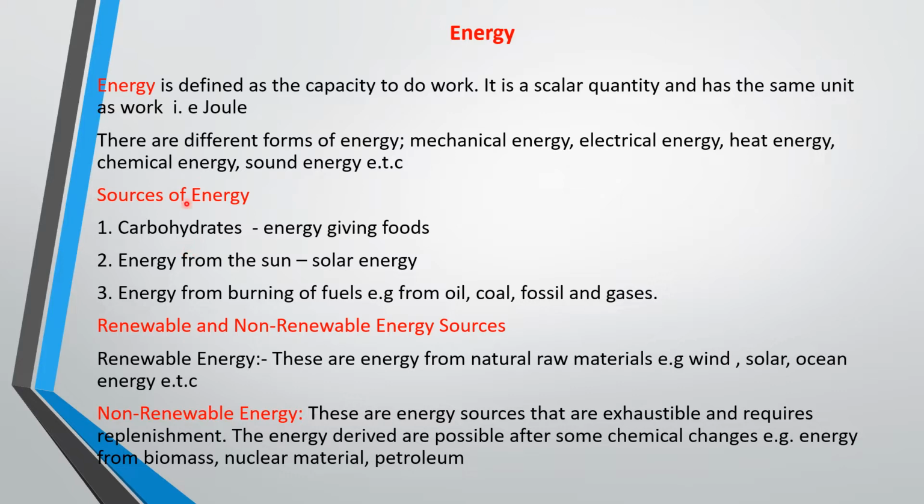Sources of energy: you can get energy from carbohydrates, that is chemical energy. When you consume carbohydrate food, you have more strength, because the carbohydrate is converted to chemical energy that enables you to do more work. Then you also have energy from the sun, called solar energy. Solar energy can be used to generate electricity. It can also be used to dry wet materials.